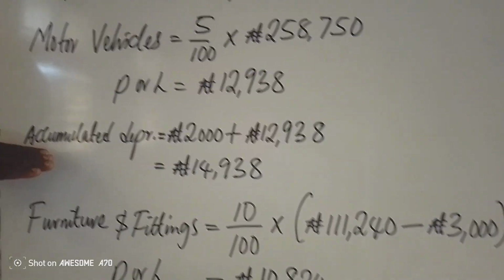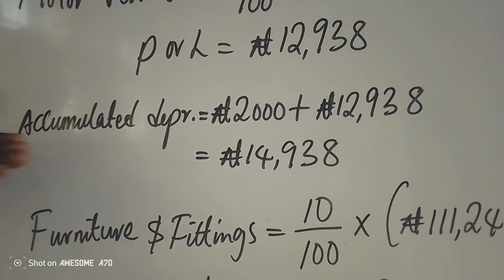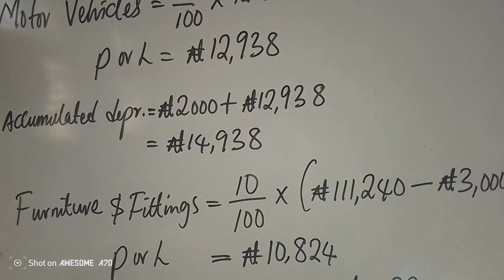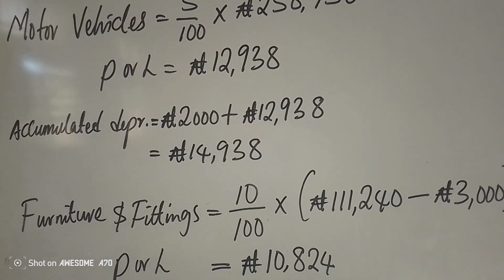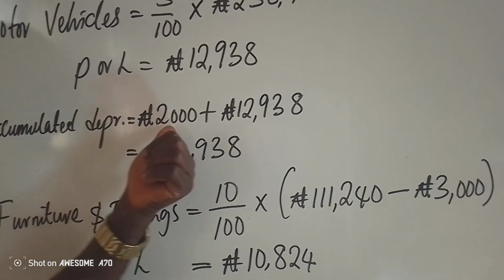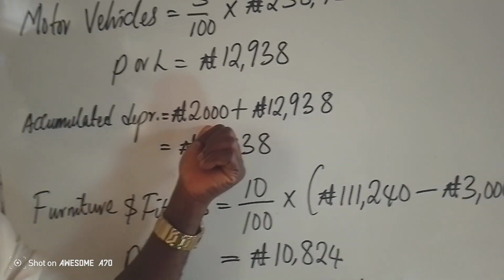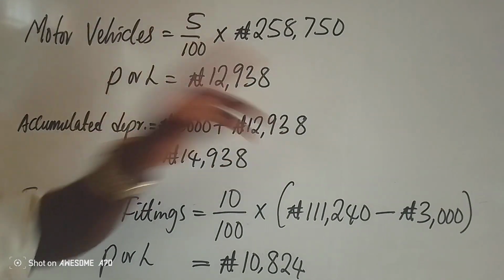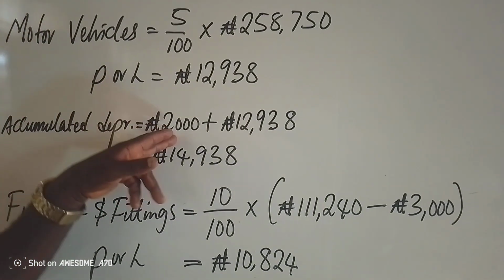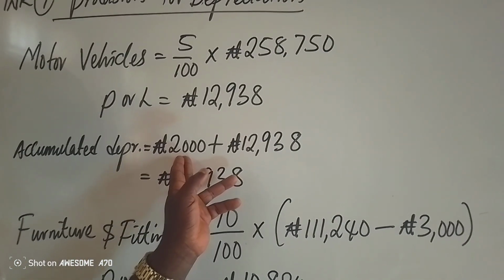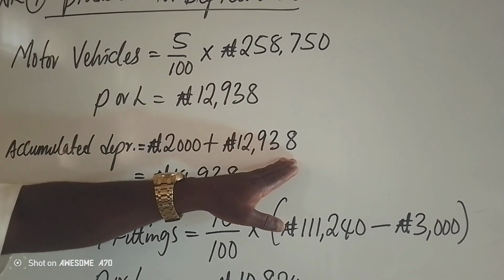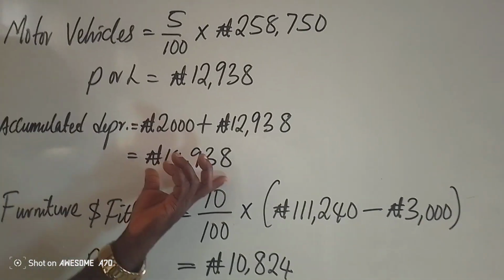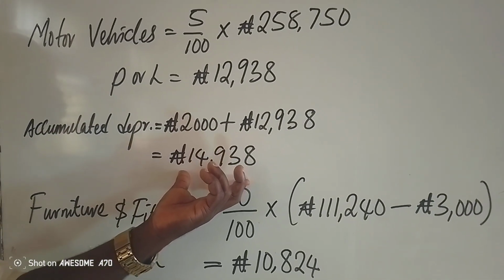We are talking of provision, what is called accumulated depreciation. Here too, if you work the current year depreciation, given additional information, if you go to the trial balance, quickly go there, you discover that there was accumulated depreciation of motor vehicle of 2,000 naira, which is the initial depreciation brought forward from the previous year. And the current year depreciation is 12,938 naira. So you now add the one given in the trial balance, the previous year accumulated depreciation, to the current year depreciation, we give you 14,938 naira.